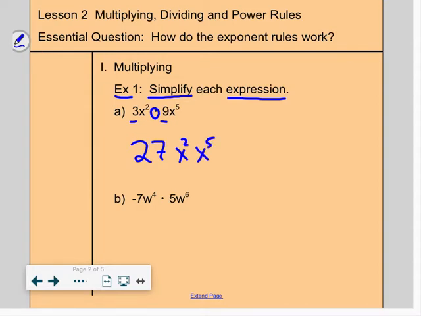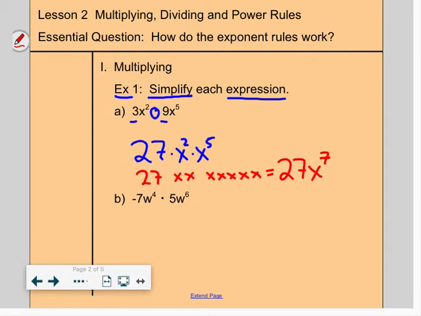Now, when you have an x squared and an x to the 5th, you need to realize what that actually means. What that x squared means is that you have 2 little x's. Then you have 5 more x's. You have 27, and you have 2 x's being multiplied by 5 x's. In order to do this, instead of writing all those x's out, we can just write 27x to the 7th power, because there's 2 x's and then there's 5 x's.